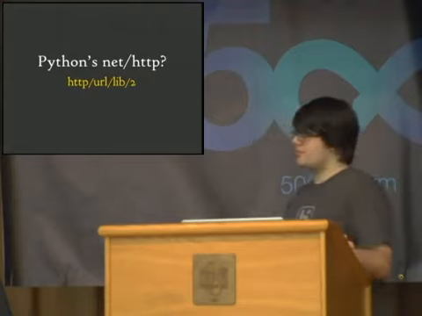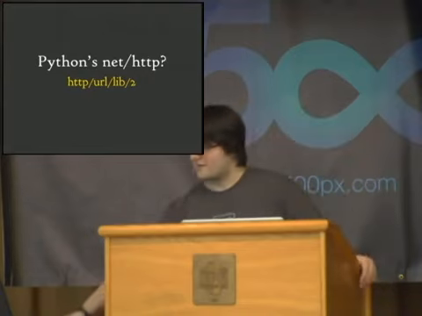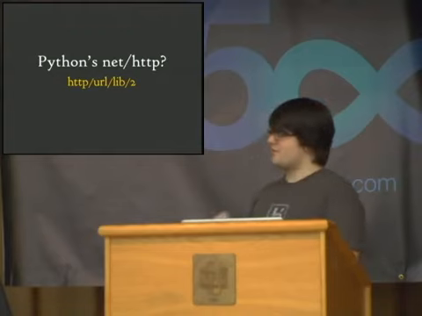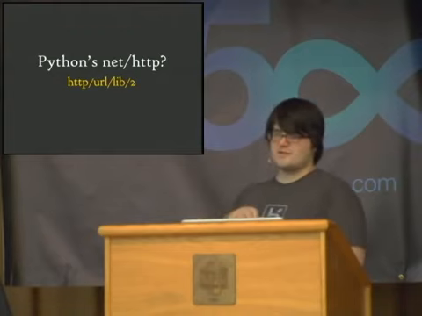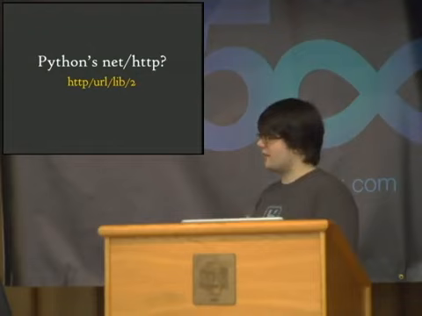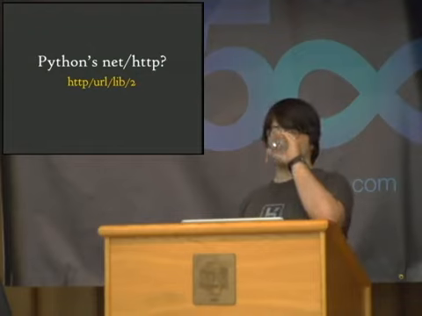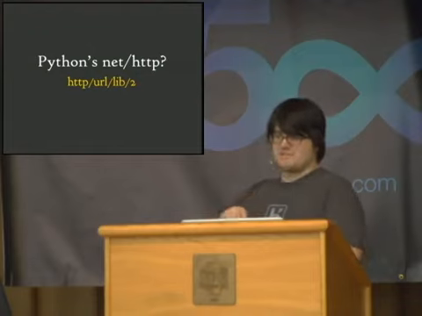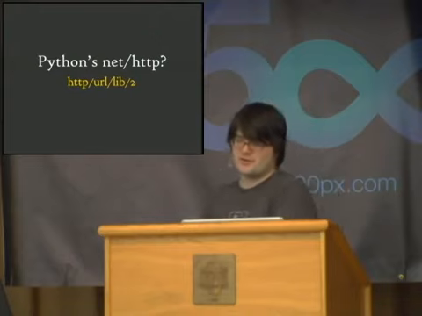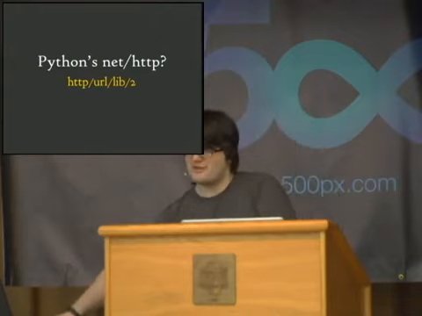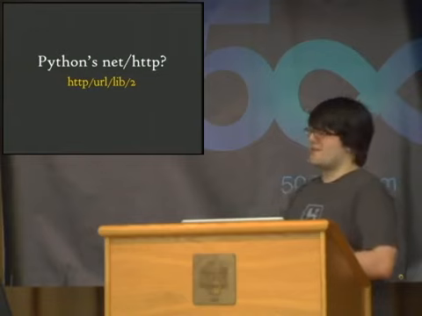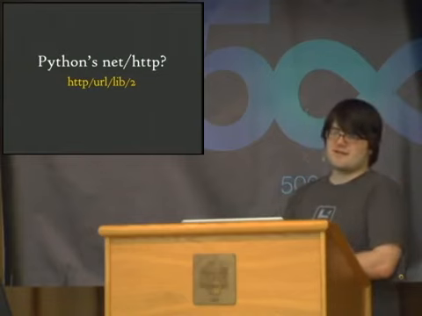So if you go and try to do this in Python, you'll notice that a lot of questions start to arise. The first thing you're going to do is try to figure out where Python's net slash HTTP module is, and you're going to find that they don't necessarily have one. You have httplib, httplib2, urllib, urllib2, urllib3. So many different options, and it's not very clear which one is the de facto to use.